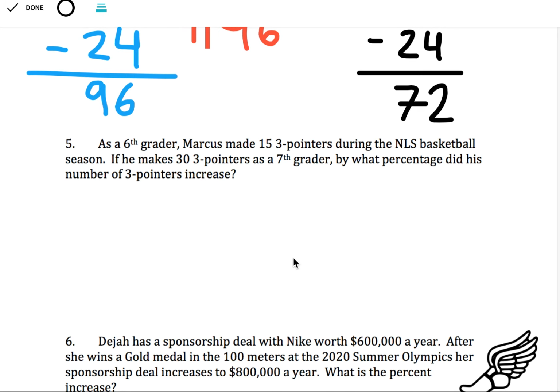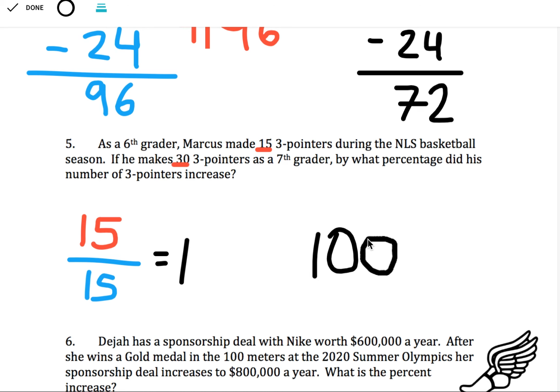2 more problems. As a 6th grader, Marcus made 15 3-pointers. That's his original amount. If he makes 30 3-pointers as a 7th grader, so he increased by 15 more 3-pointers. So that's the part. By what percentage did his number of 3-pointers increase? Well, 15 over 15 is 1, so that's 100%. When you increase by 100%, you're doubling what you have. If I have 35 bucks and I increase my money by 100%, I'm going to get 35 more bucks, and I'll have $70.